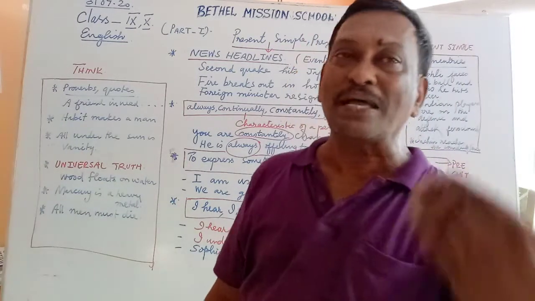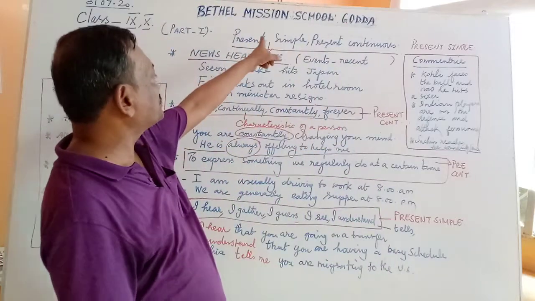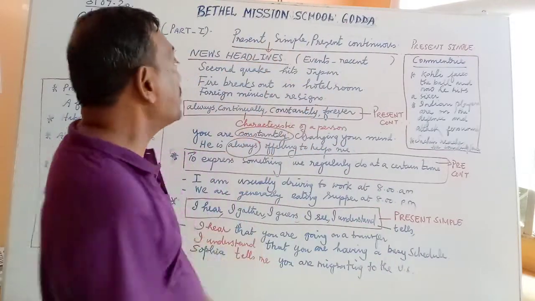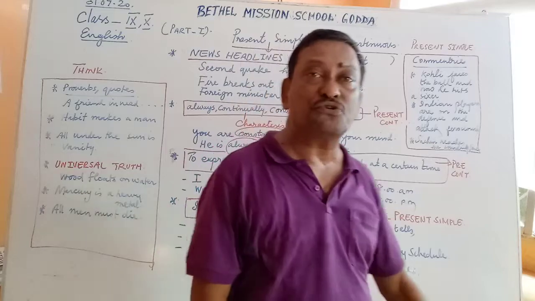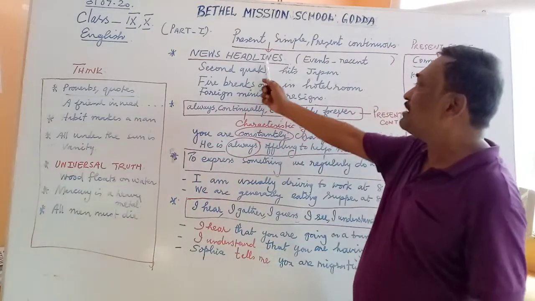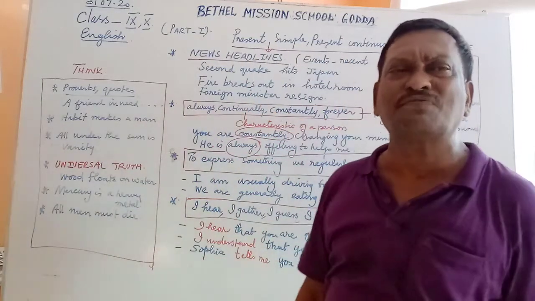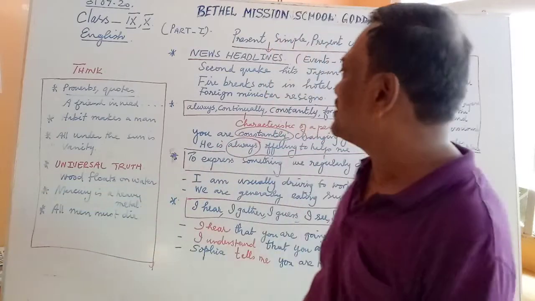So, I'll once again remind you of the use of the present simple. Let us have a recap. A present simple is used to talk about headlines. Whenever you see a newspaper, you will always find headlines being written in present simple.